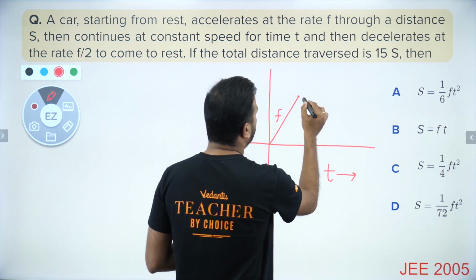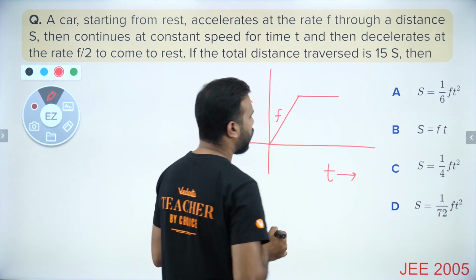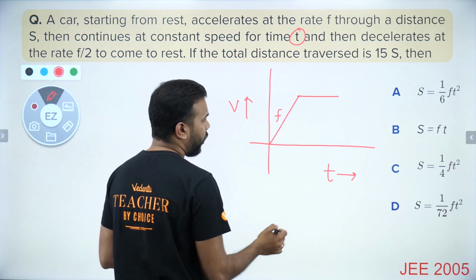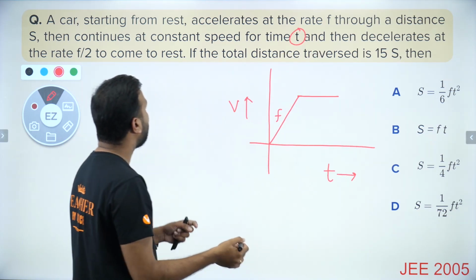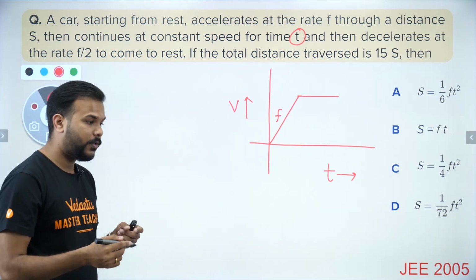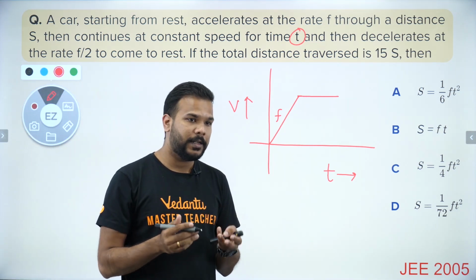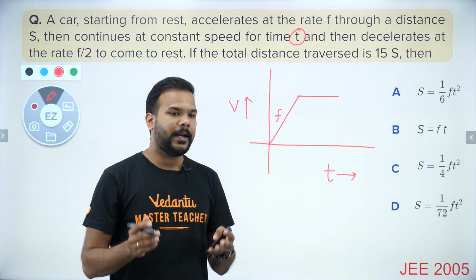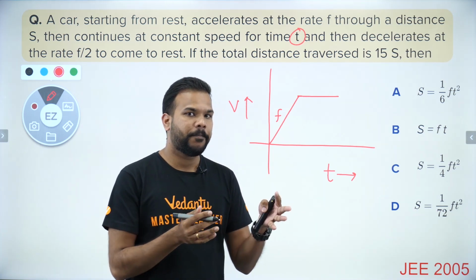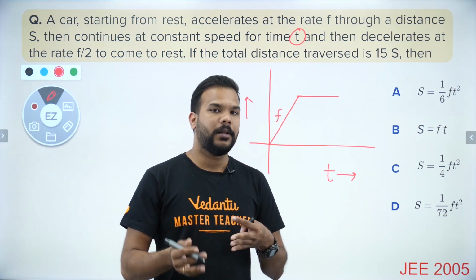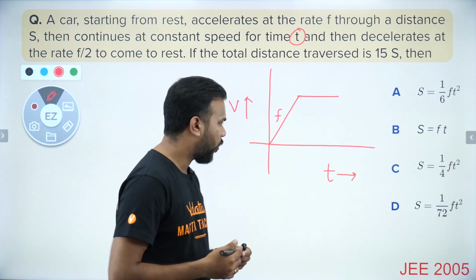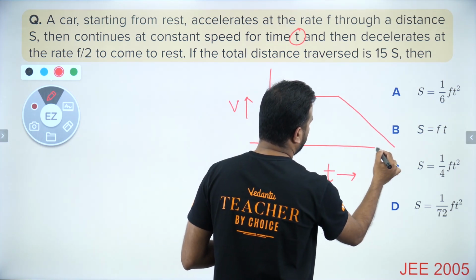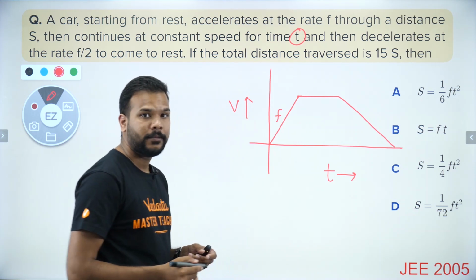After that, whatever velocity it has achieved, it moves with that constant velocity for some more time, and that time is given to us as t. And after that, it decelerates at a rate which is half of the first case. That means it will slow down relatively slower. The rate at which it was speeding up was double the rate at which it is going to slow down. So if it slows down, it will take more time, because the rate of deceleration is half.